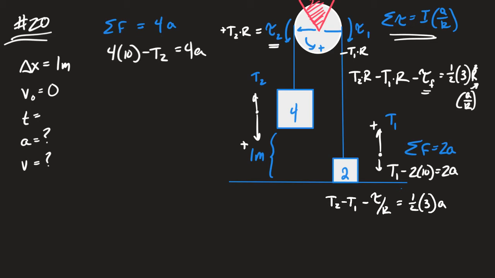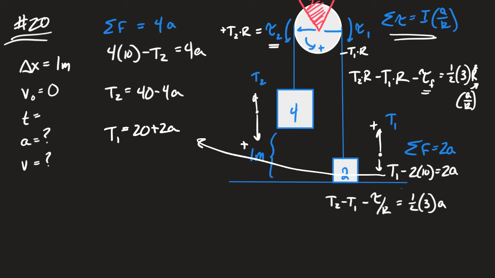Now, the next step is to figure out T1 and T2 and substitute it in here. So T2 is going to equal 40 minus 4A, and T1 is going to equal 20 plus 2A. Yep. Where did the T over R come from?